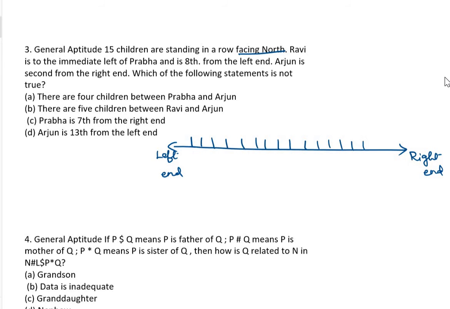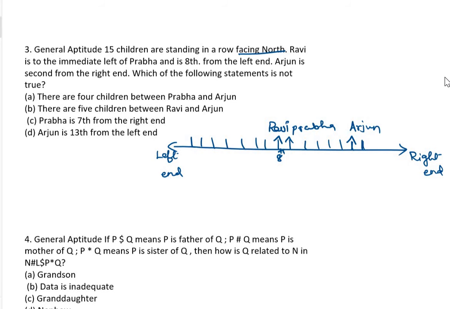Ravi is immediately to the left of Prabha, and he is in the 8th position from the left. 1, 2, 3, 4, 5, 6, 7, 8. In the 8th position, Ravi is standing, next left of Prabha. So Prabha is here. Arjun is second from the right hand. This is the 15th one, and this is second, Arjun.